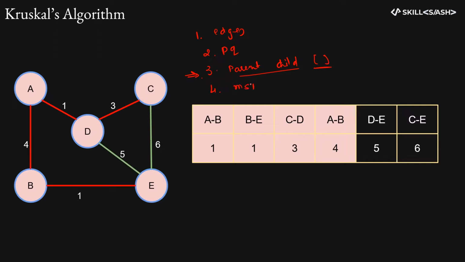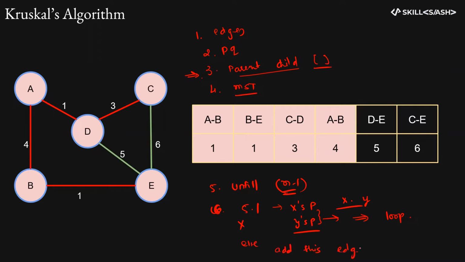Another thing is finally, we'll need the result set, and after that, until n minus 1 edges, we will continue on the priority queue, and inside of that we will check first any edge. Let's say edge is xy. We'll find the end parent of x, and y's end parent, like this. And if we find out that they both are same, that means it's in a loop. If it's a loop, do not add this edge, else add this edge into the minimum spanning tree and continue.